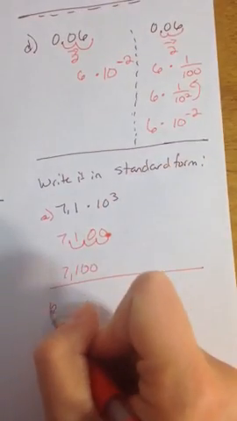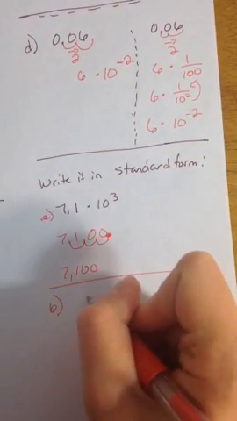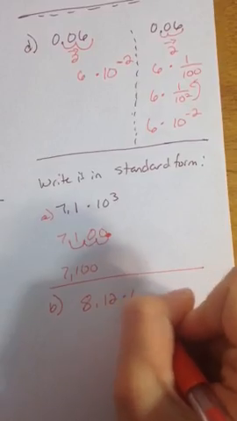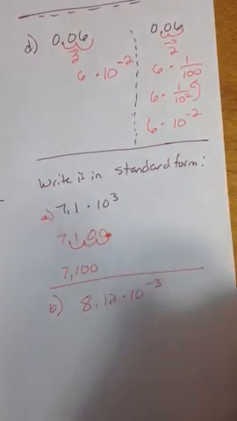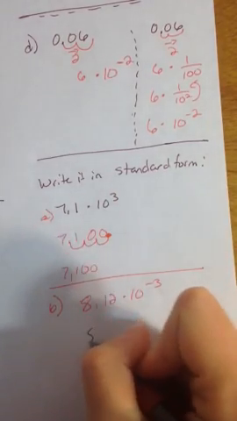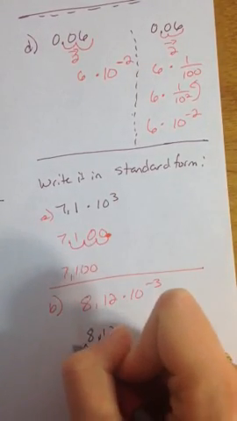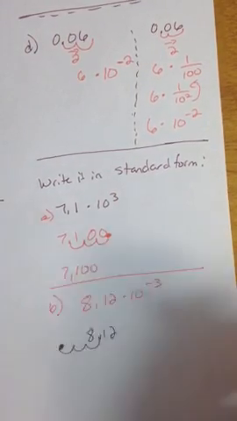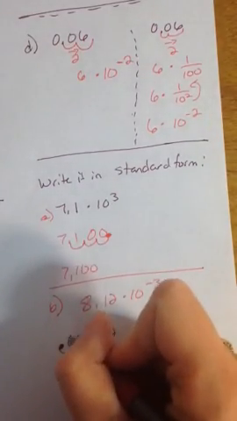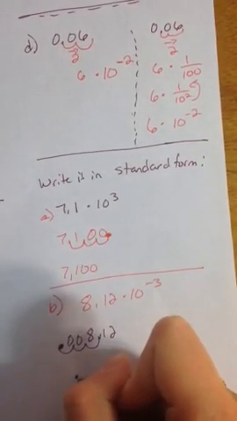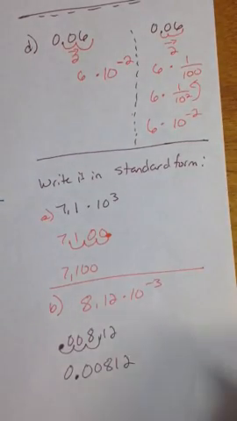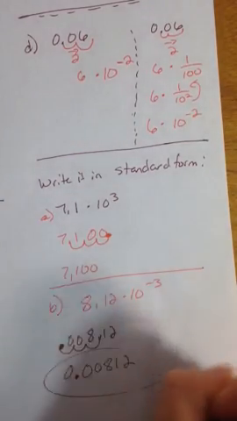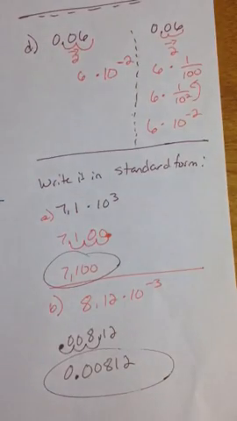Another example here would be, I have 8.12 times 10 to the negative 3. It's negative, so I'm making the number smaller. So I need to move it 1, 2, 3 spots. This is my new decimal point. Fill in these bumps with zeros. So I get 0.00812. And this would be in standard form. So these two numbers are in standard form. Okay, so you should be able to go back and forth between the two.